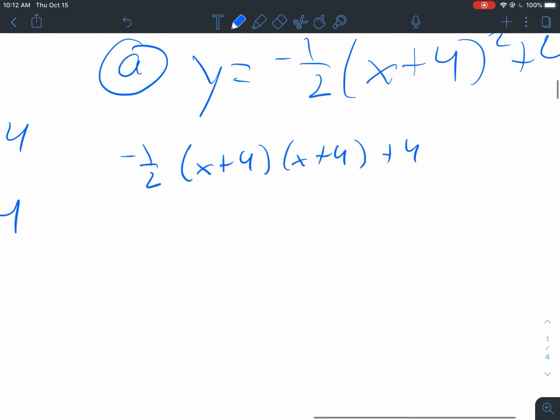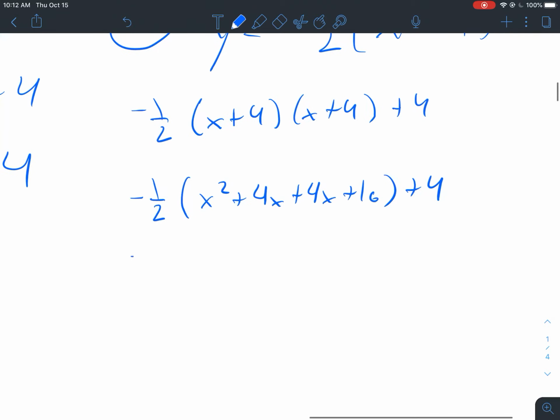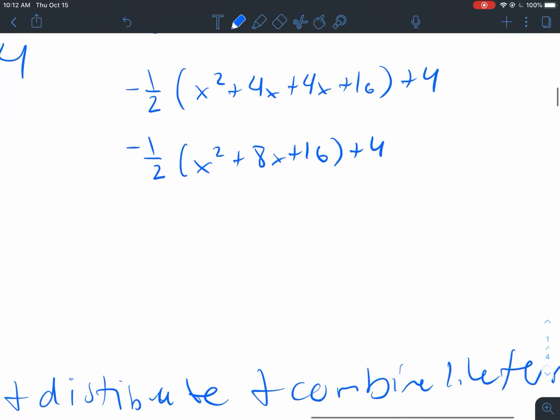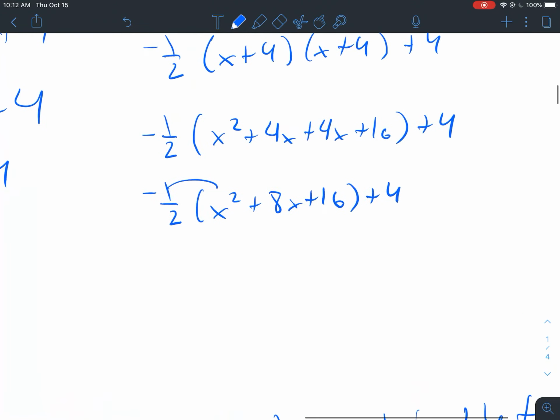So now we're going to FOIL out these two binomials. We're going to keep our -1/2 out in front. We get x squared plus 4x plus 4x plus 16. All right. So then we can go ahead and combine like terms. We get -1/2 times x squared plus 8x plus 16, plus 4. And then, so we've done our foiling. Now we're going to distribute.